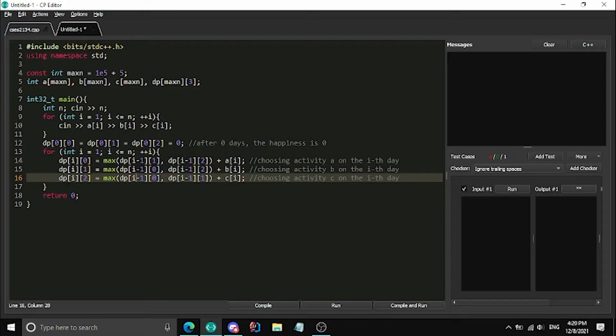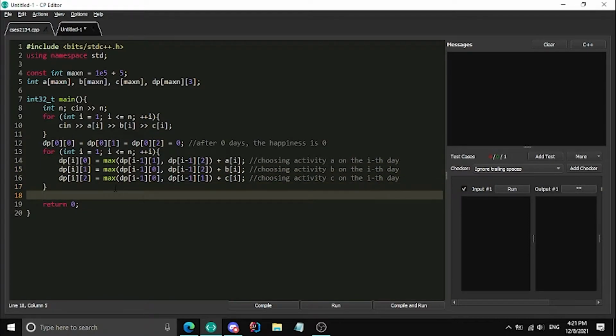Well, if you're going to choose activity A on the ith day, then you can't have chosen activity B or activity C on the i-1 day, right? And similarly, if you're going to choose activity B on the ith day, you can't have chosen activity A or activity C on day i-1. And if you're going to choose activity C on the ith day, then you can't have chosen activity A or activity B on day i-1.